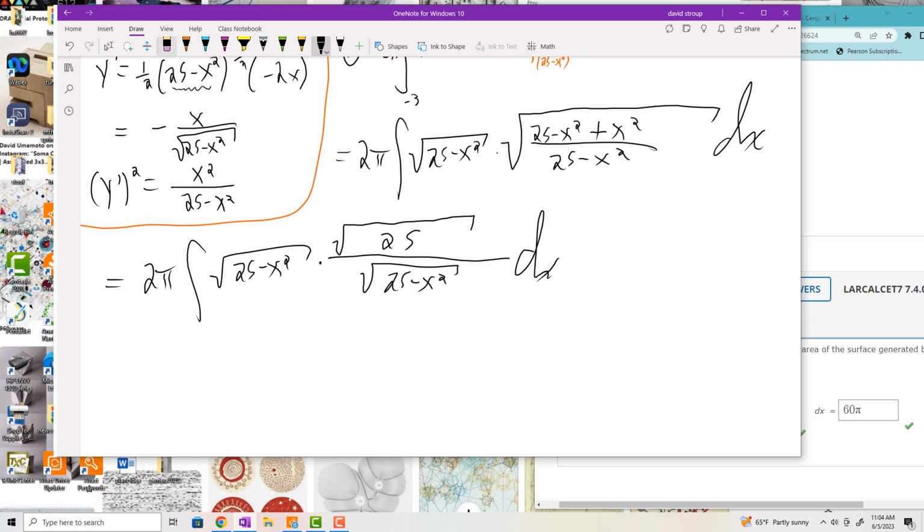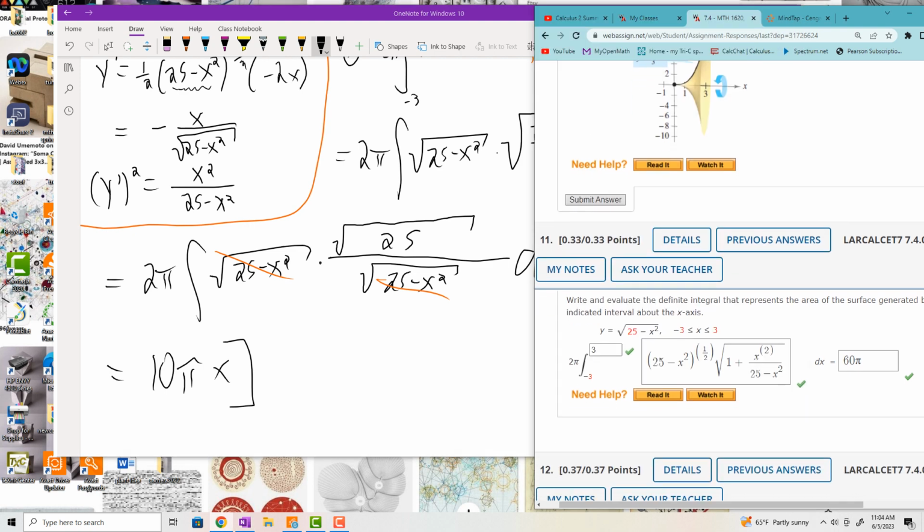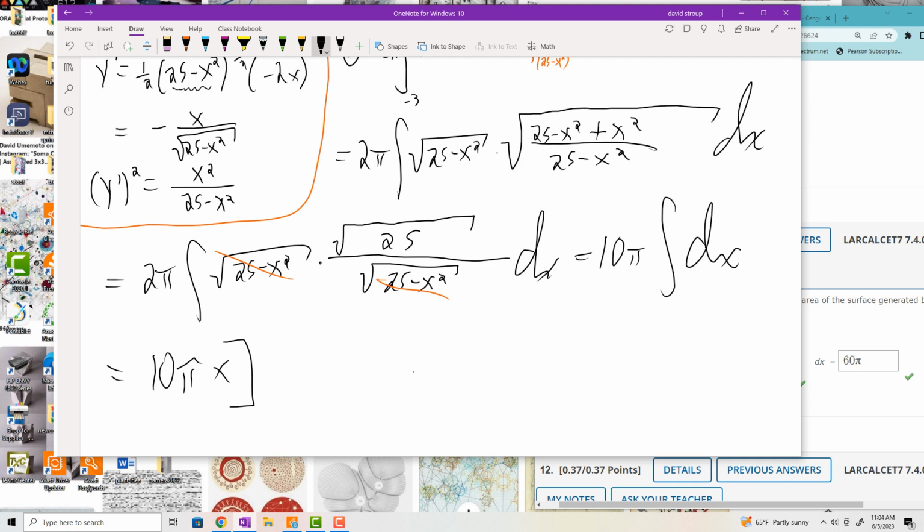See what I mean? A really pretty cancellation. And then the square root of 25 is just 5. I can factor that out, so I get 10 pi integral of just dx. Believe it or not. So I get 10 pi x evaluated from, what are the bounds here? Negative 3 to 3.